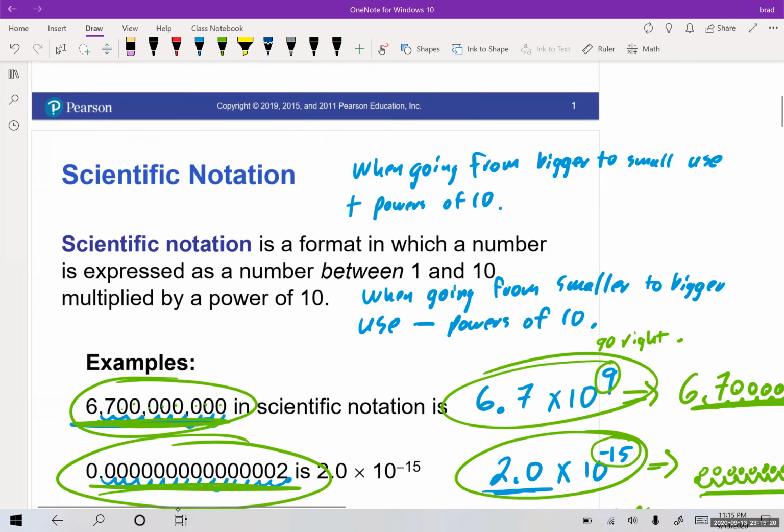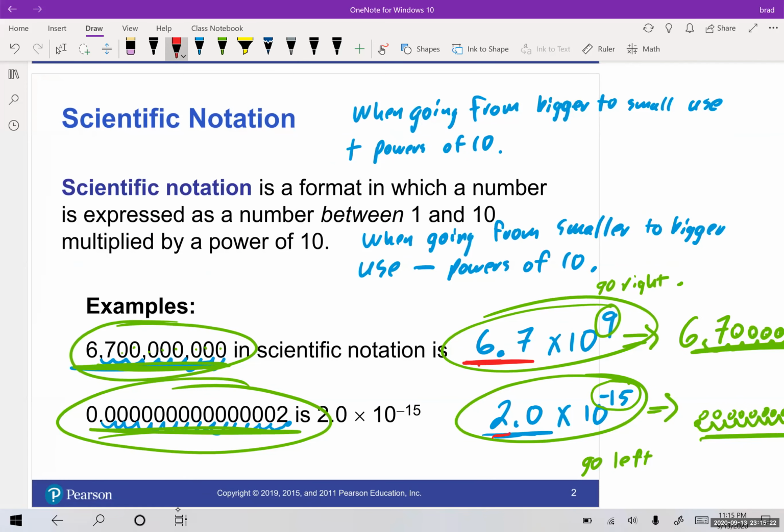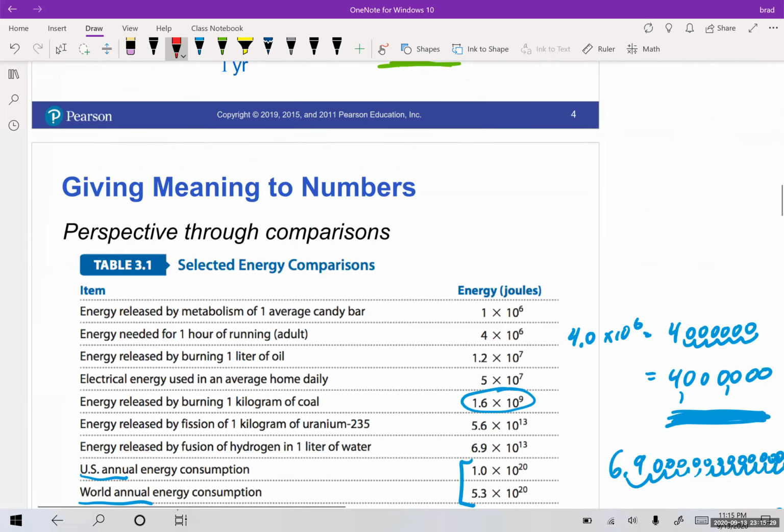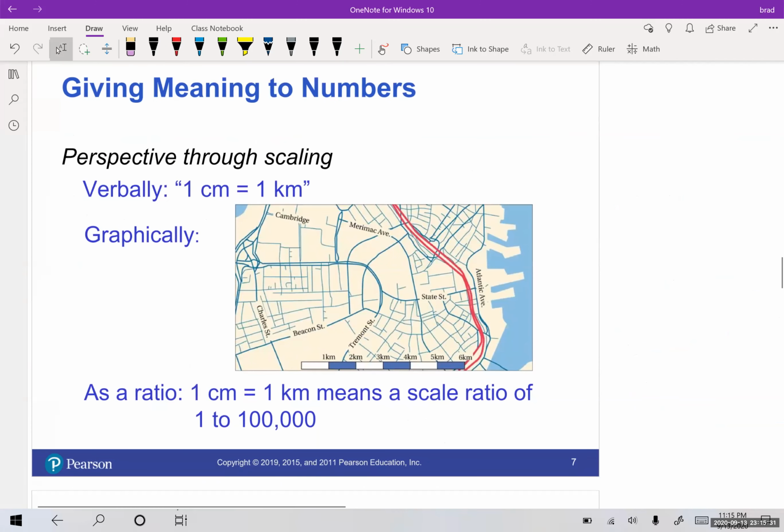has to have only one number to the left of the decimal, right? One number to the left of the decimal. Okay, so let's see where we're at. Okay, and now we'll talk about scaling.